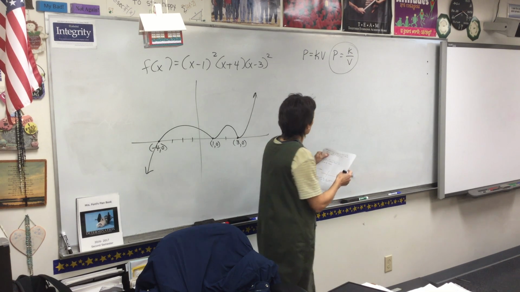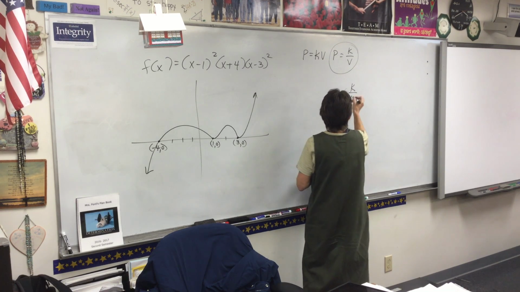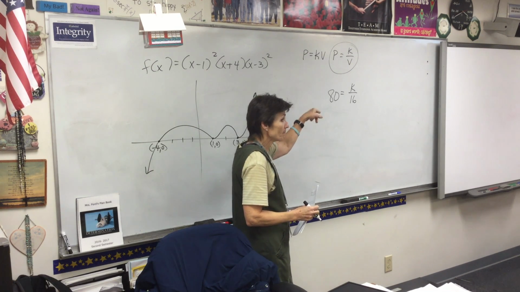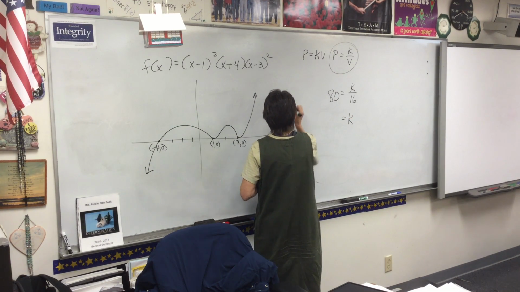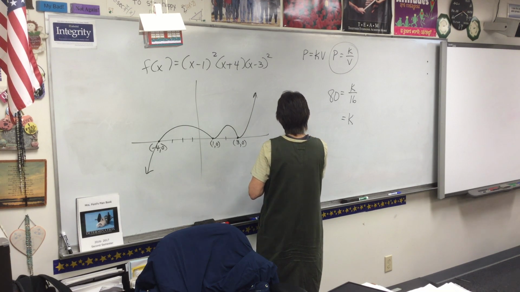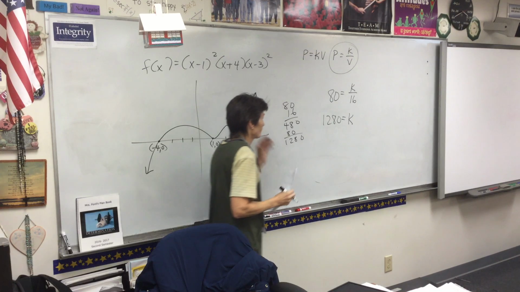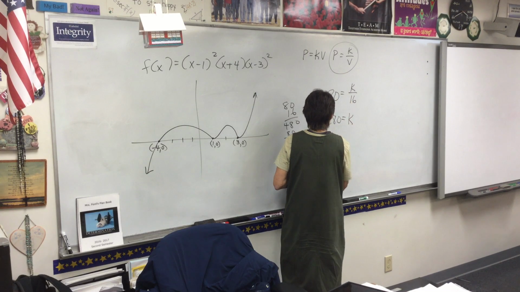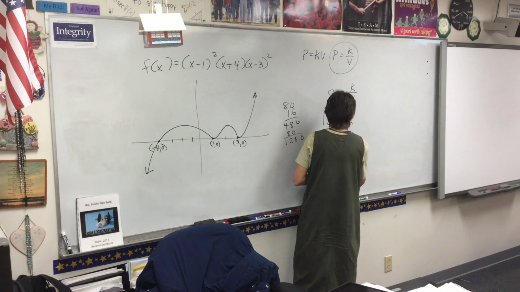All right. If the pressure is 80, the volume is 16. See what I did? So K equals, is that 1280? Yeah. Find the pressure when the volume is 40.